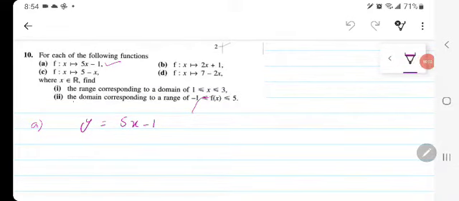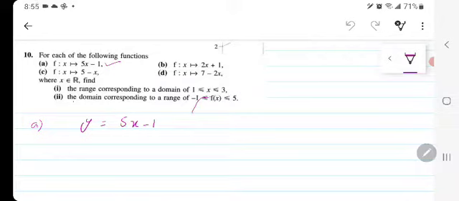अच्छा, यहाँ पर there is a question for each of the following functions. Find the range corresponding to a domain x is greater than and equals to 1 and less than and equals to 3, and then the domain corresponding to a range f of x is greater than and equals to 1 and less than and equals to 5.